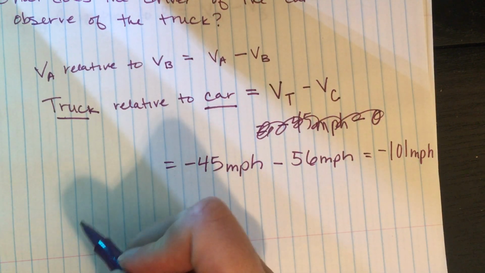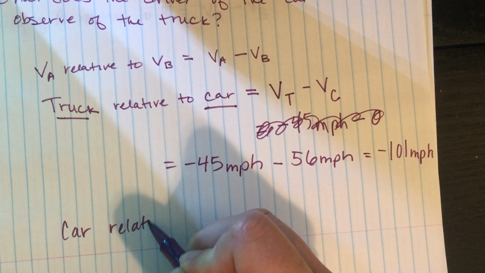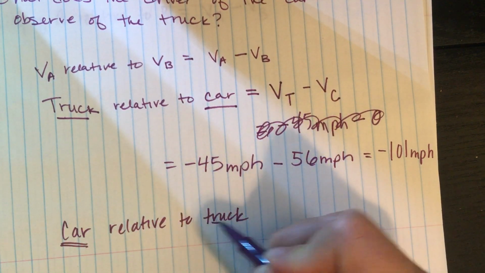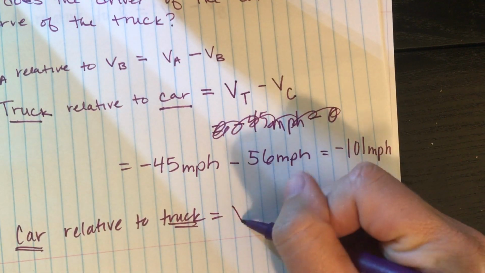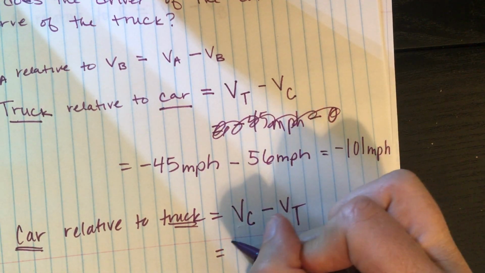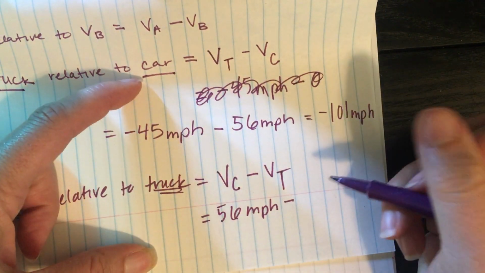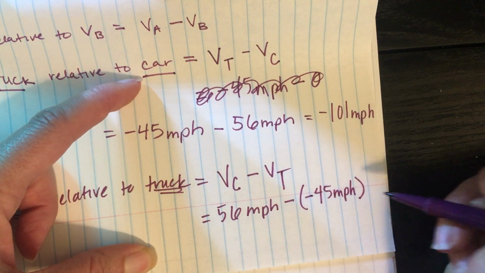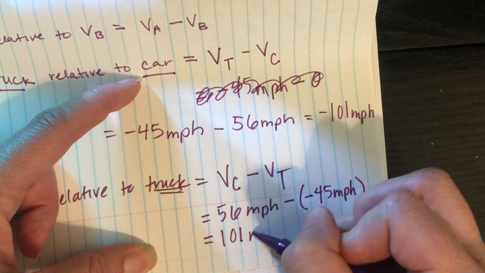And similarly, if we take a look to figure out what the velocity of the car is relative to the truck, so we're in the truck watching the car. We're going to have the velocity of the car minus the velocity of the truck. So our 56 miles per hour minus our truck's velocity, which is a negative 45 miles per hour. This ends up being a positive 101 miles per hour.